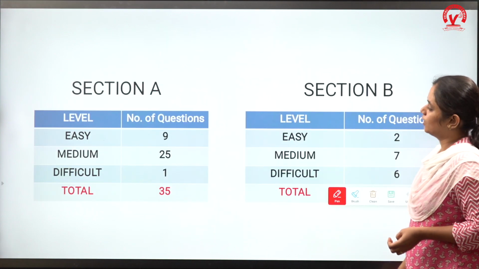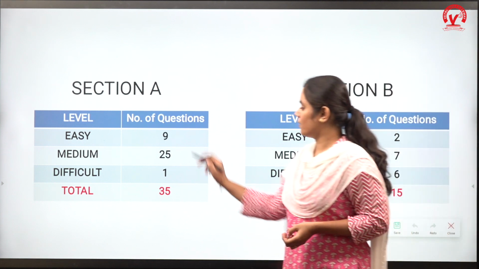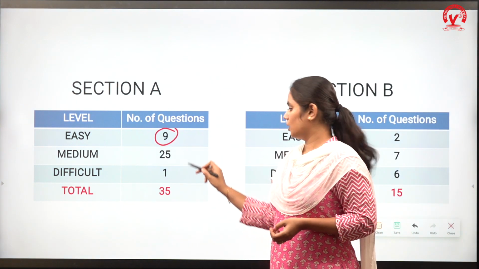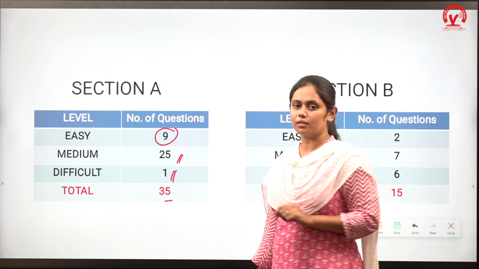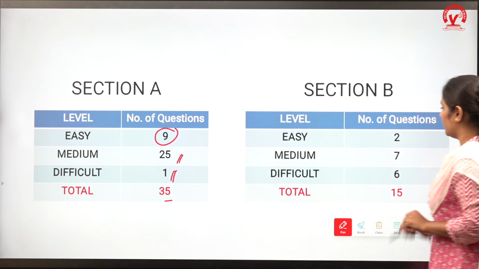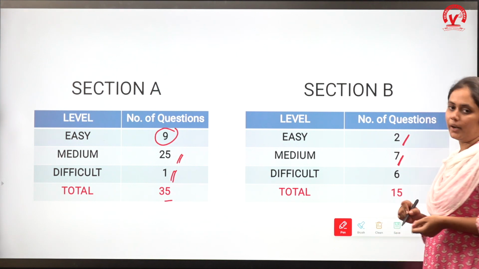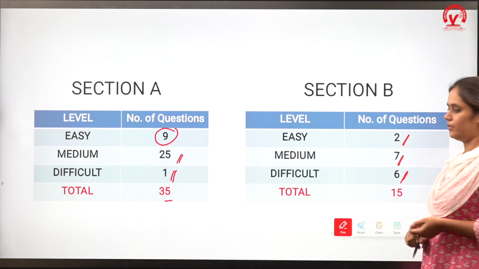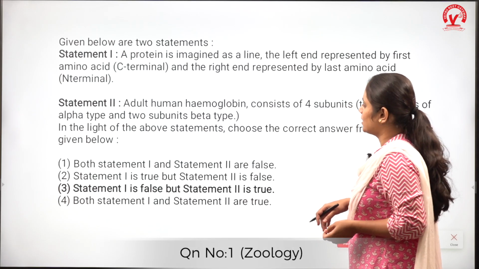This is the difficulty level. And coming to section A, they have asked 9 easy questions, 25 medium questions and 1 difficult question. So totally 35. In section B they have given just 2 easy questions, 7 medium questions and 6 difficult questions. So totally 50.